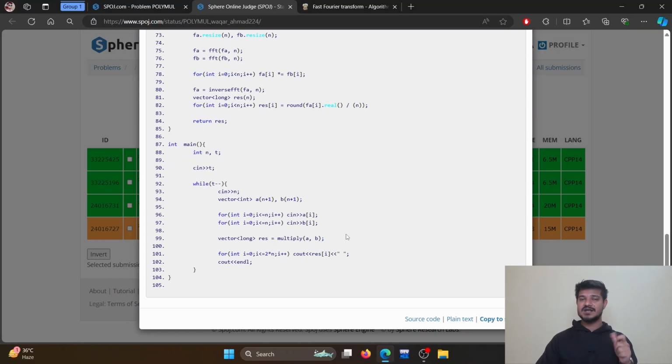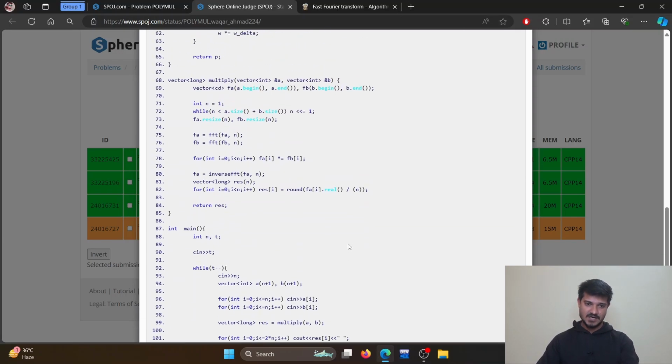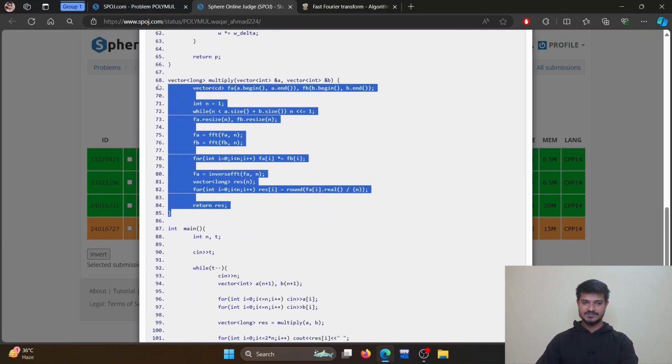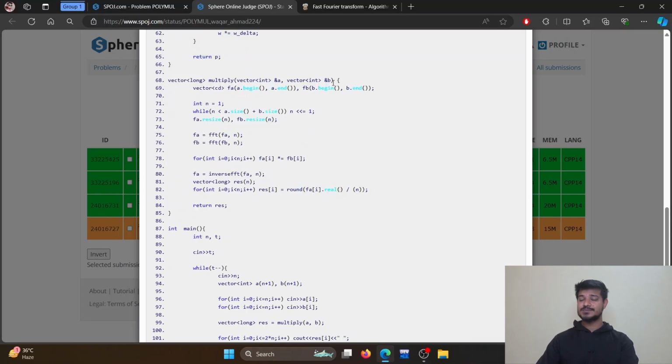If a and b are of degree n, their product will have degree 2n. That's why we run a for loop till 2n and print the 2n plus 1 coefficients of the resultant. The multiply function is what implements or applies the FFT. Here's the multiply function. It takes two polynomials and returns the result of their product, multiplying both of those two polynomials.